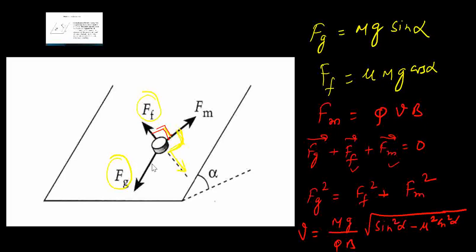And to find the direction, we can get the angle between the velocity vector and Fg, this vector. You will get eventually that it will turn out as sine inverse of mu by tan alpha. Get this problem, solve it yourself. Thank you very much for watching.